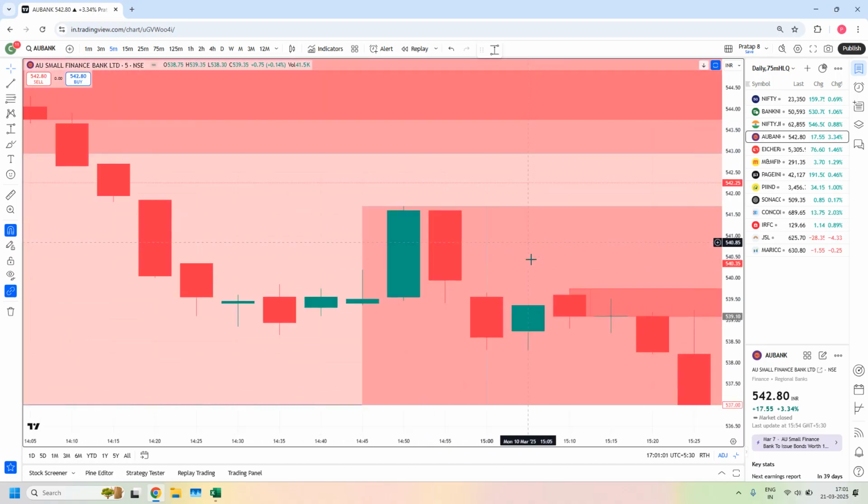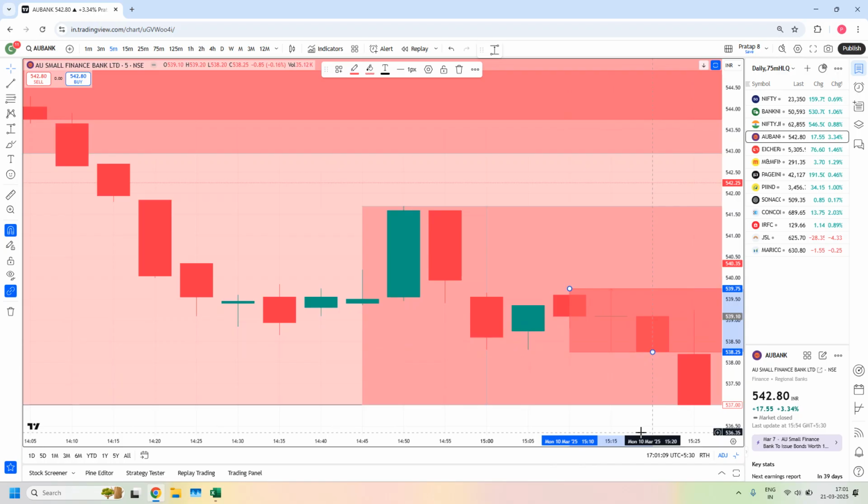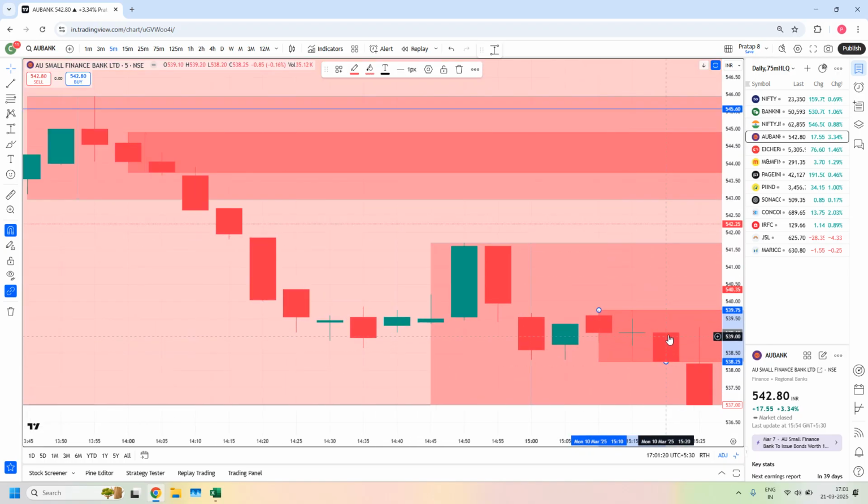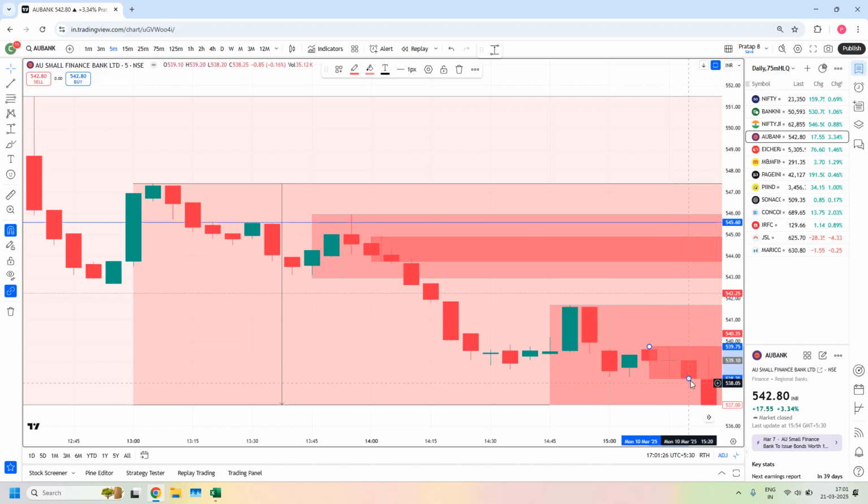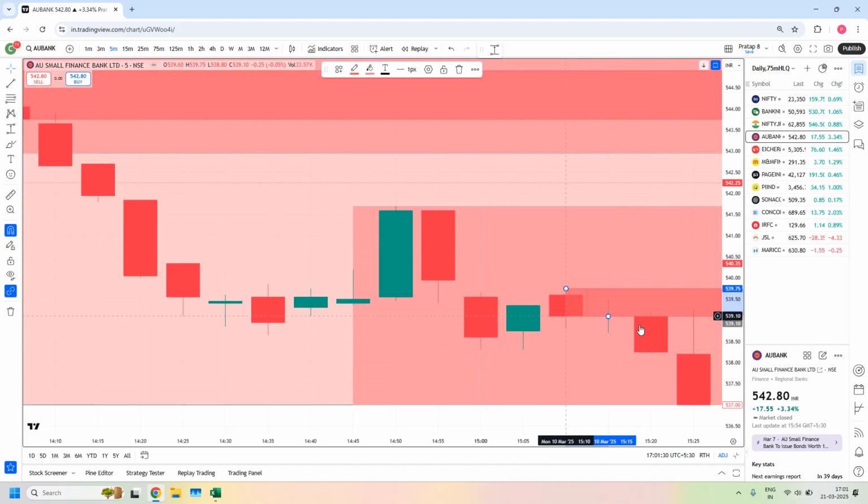The entry. See, this is the leg out, the medium size candle. How will you draw the zone? Like this. But if you draw the zone like this, the risk will be beyond 2%. So from the trade planning point of view, because this is the place where the imbalance started, that's why I have drawn it here.